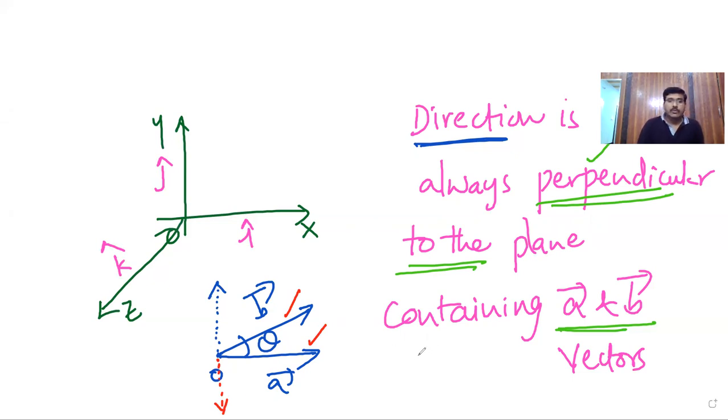Clear? Observe carefully. This direction is given by the right hand thumb rule. I told you about the right hand thumb rule. Clear? Now, what does the right hand thumb rule say?